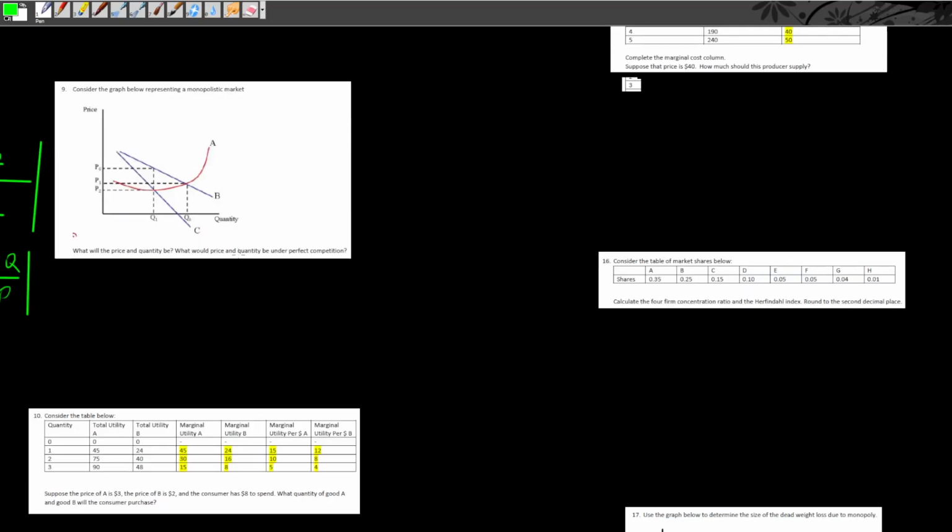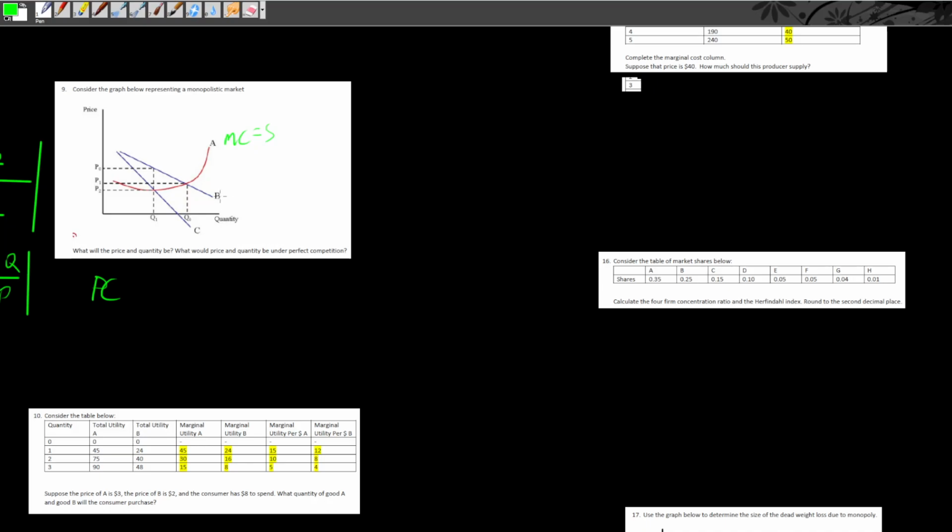All right. So the next question is about a monopolistic market. So we've got a graph here, and we want to figure out what the prices and quantities will be under both perfect competition and monopoly. So I'm going to start by highlighting the outcome under perfect competition, and that'll be in green. So I've intentionally left the curves unlabeled here because you kind of need to know what those are. So this curve that's upward sloping is the marginal cost curve, also the same thing as the supply curve.